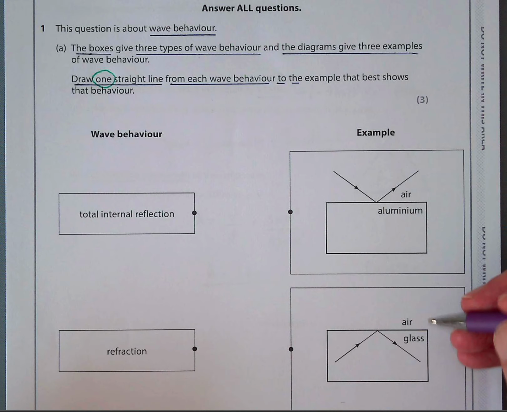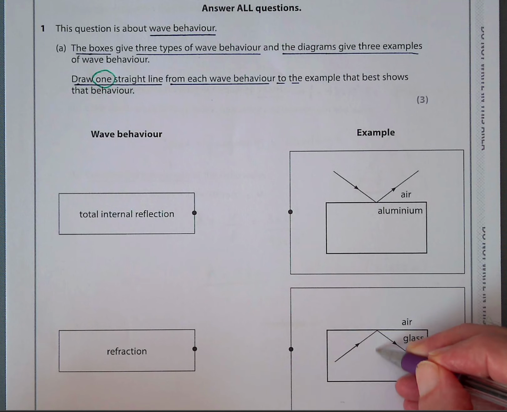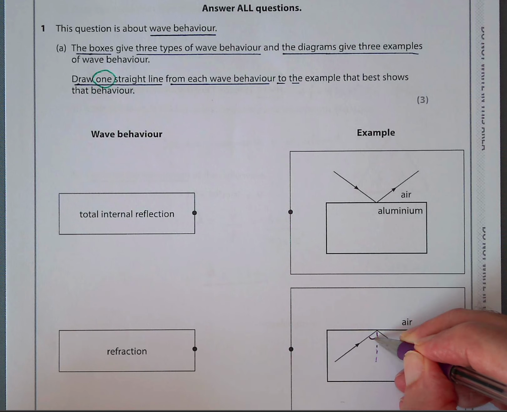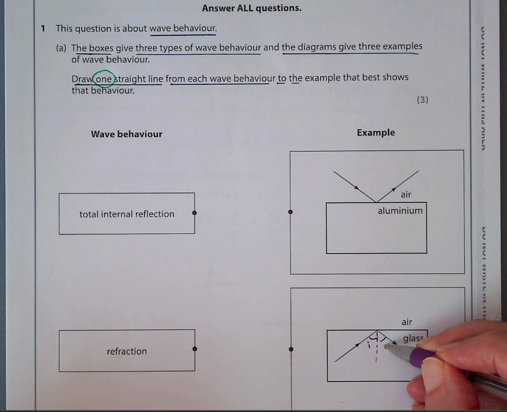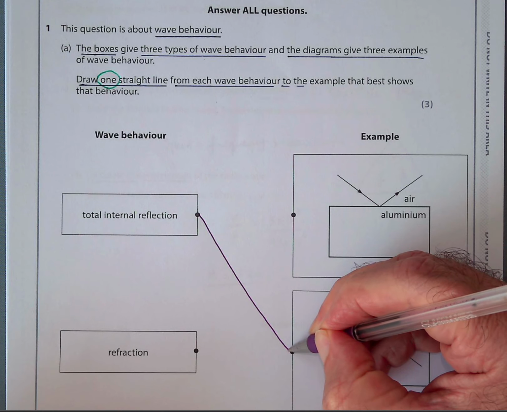So total internal reflection happens in the denser medium. Remember, total internal reflection is when the angle that it hits here is greater than the critical angle, and then it bounces off internally. So this one is total internal reflection. There's my straight line.